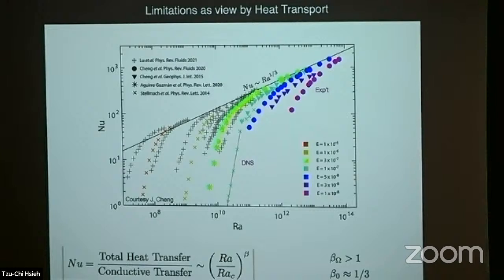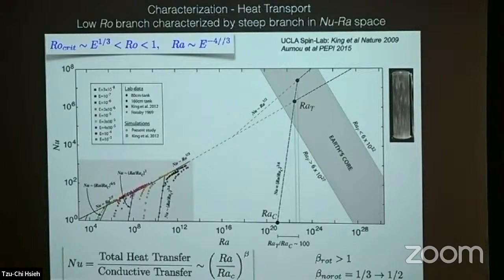You can see this black line is the non-rotating branch, where we know from theory that the Nusselt number scales to the 1/3 power. And you can see that in all of these, with rotation, the heat output is lower because it's below that in terms of Nusselt number, but it has a propensity to have larger exponents. So by exponent it's more efficient in terms of what it's carrying, but by actual absolute Nusselt number, it's not as efficient.